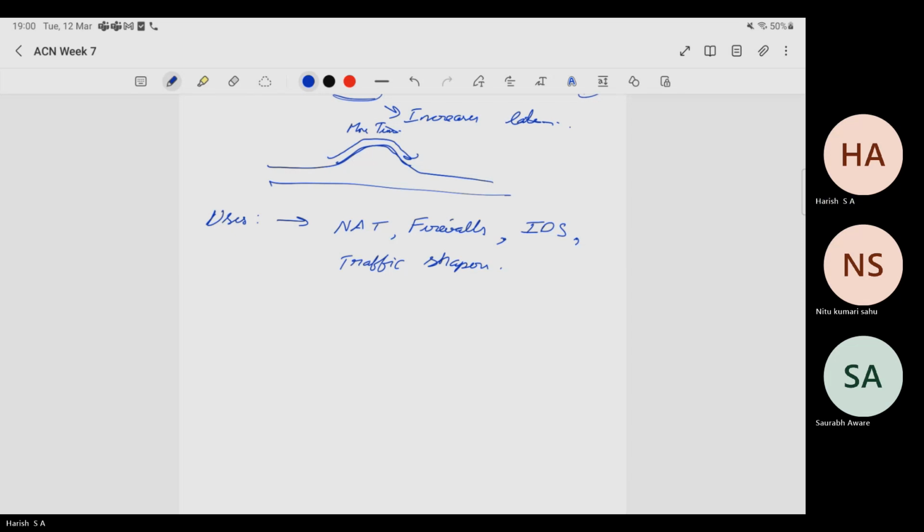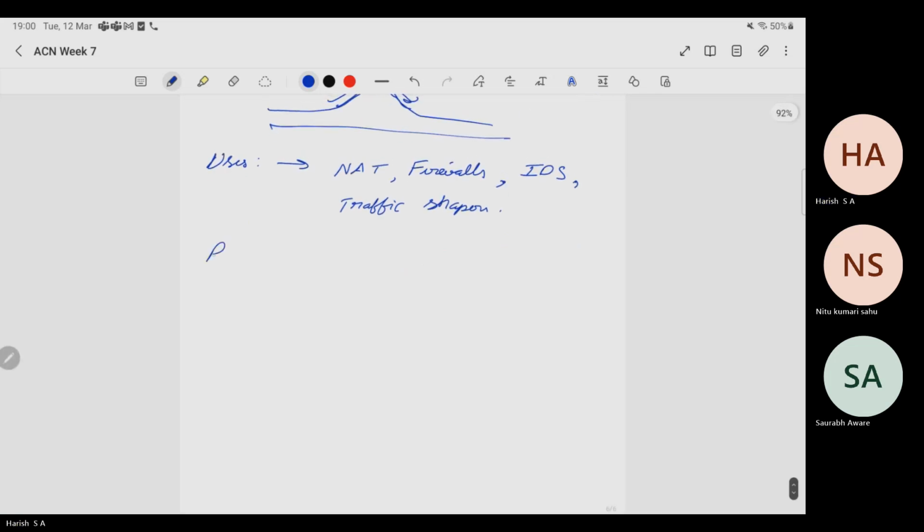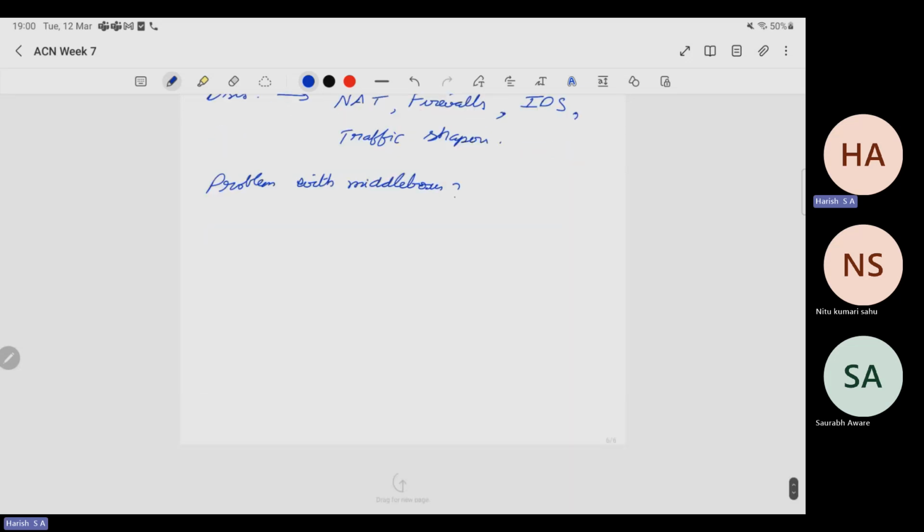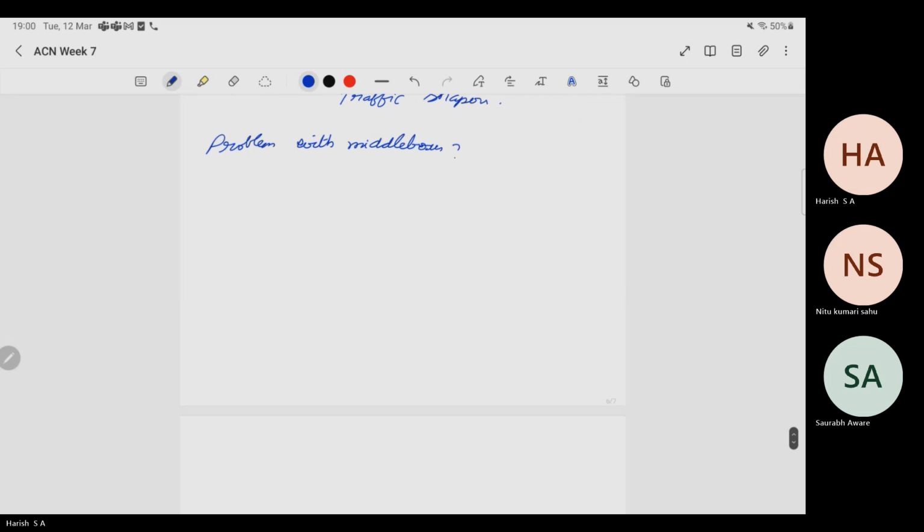All right. So, but what is the problem with it? What is the problem with middle boxes? It increases expenses, the operating expenses, and it limits extensibility and flexibility.